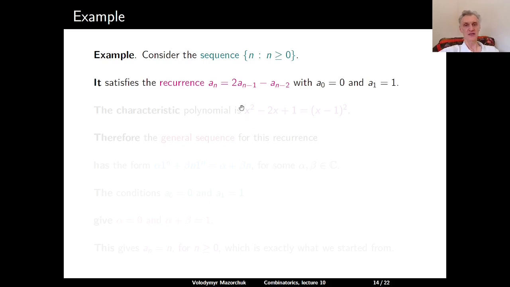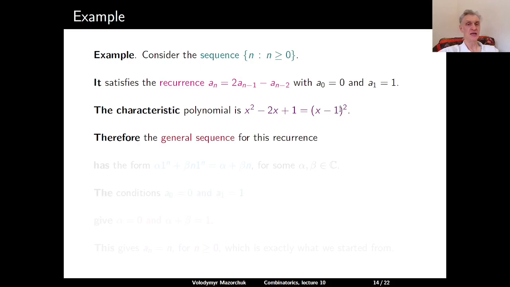So we know that it satisfies the recurrence a_n = 2a_{n-1} - a_{n-2}. The initial conditions are a_0 = 0 and a_1 = 1. The characteristic polynomial we already computed. It was (x - 1)^2. So now we have one root of multiplicity 2.